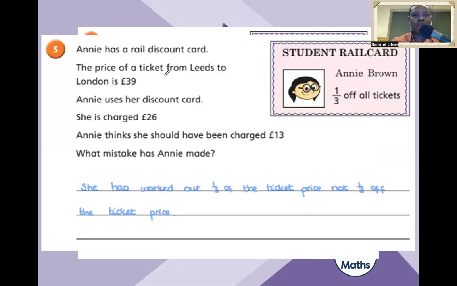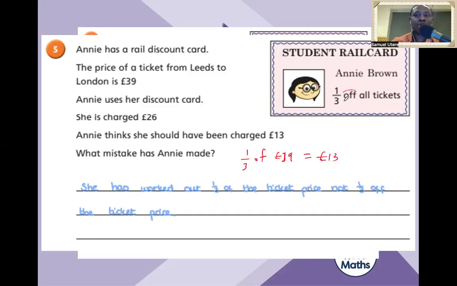So Annie has a rail discount card. The price of the ticket from Leeds is £39. Annie uses her discount card. She's charged £26. Annie thinks she could have been charged £13. So the mistake she made is Annie could have worked out 1/3 of £39, which is £13, and this is what she has off.